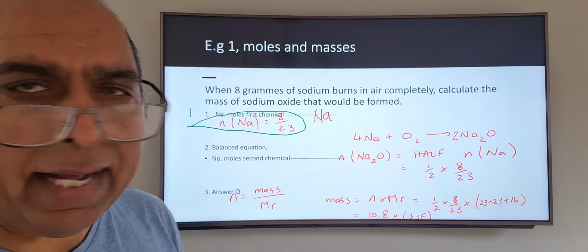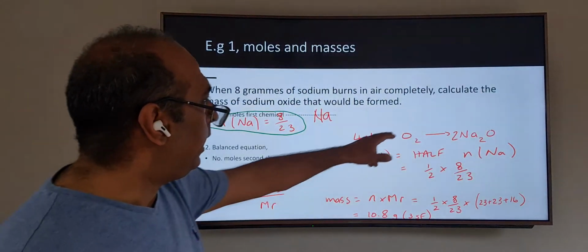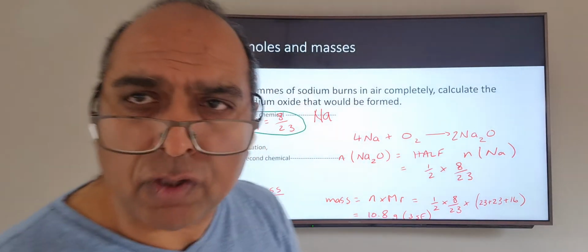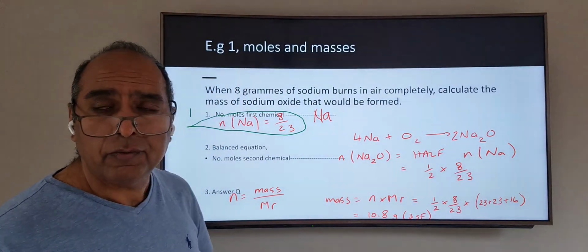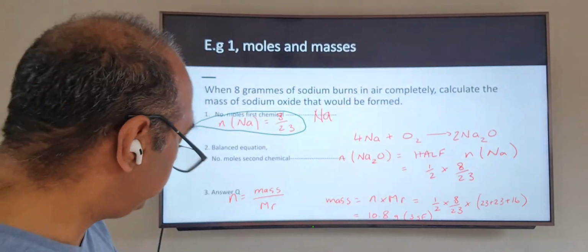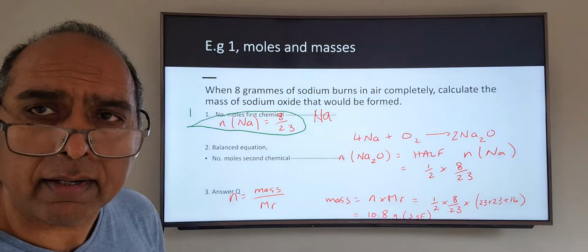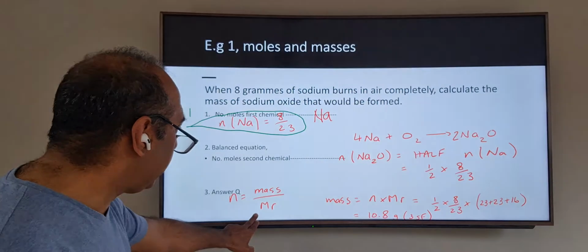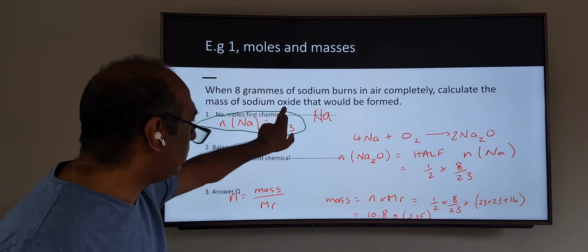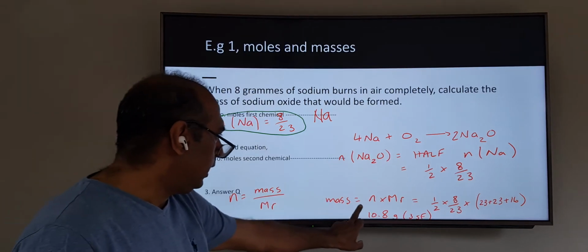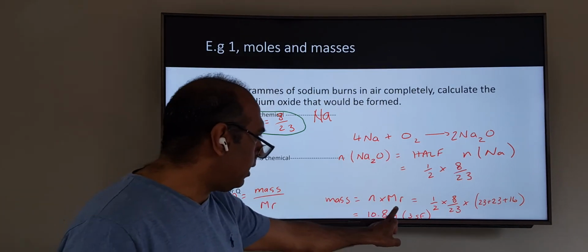So finally, we need to answer the question. It says calculate the mass. The mass of sodium oxide requires one of my three main equations, this one. Number of moles is mass over MR. And this is a real chemical, and now we're talking about sodium oxide. So mass, rearrange this, mass is number of moles times MR.